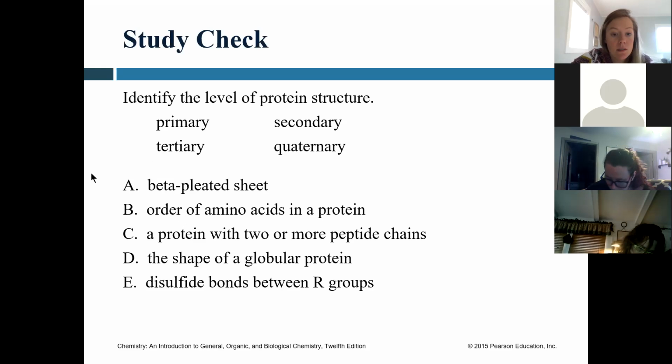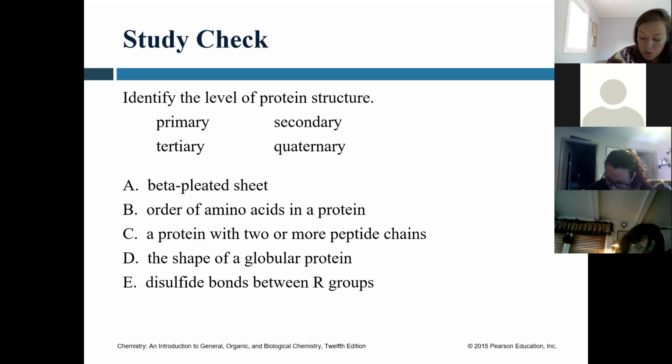Okay, so for A, it says beta pleated sheet. That is an example of a secondary protein structure. It's where we have hydrogen bonding, taking our primary chain and folding it in on itself. B, order of amino acids in a protein. That's the simplest thing that we can do. How are those pearls lined up on that string? That would be a primary structure.